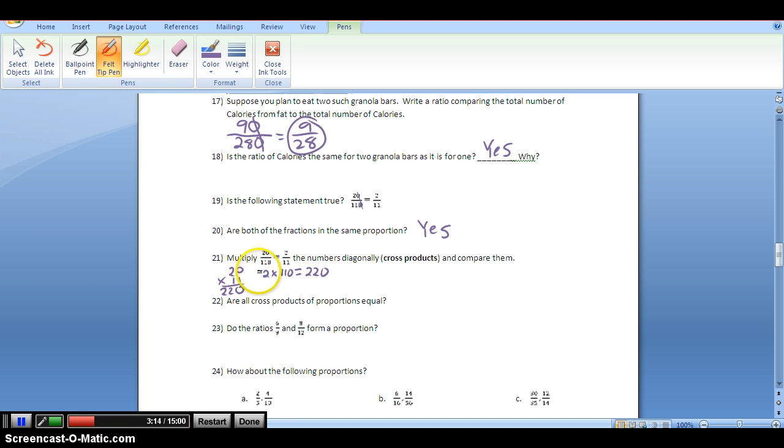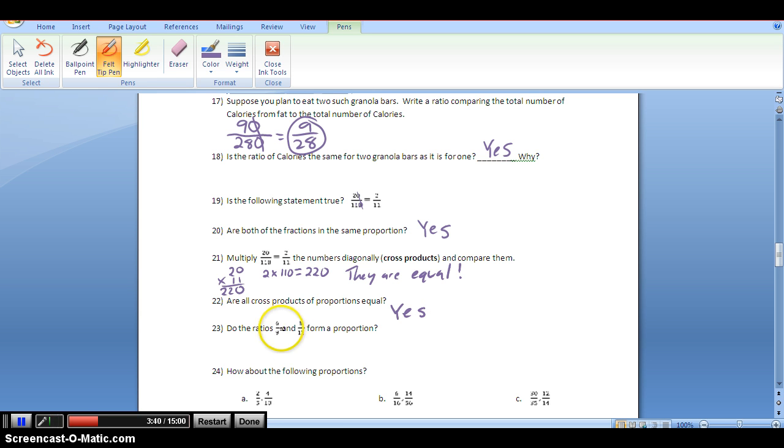So it says find the cross products. Cross products means multiply them diagonally. We just found this for these two, it was 220. For these two, it's 220. Compare them. Well, they are equal. Are all cross products of proportions equal? The answer is yes, and we can use that to make our lives very easy, to help us solve a lot of things.